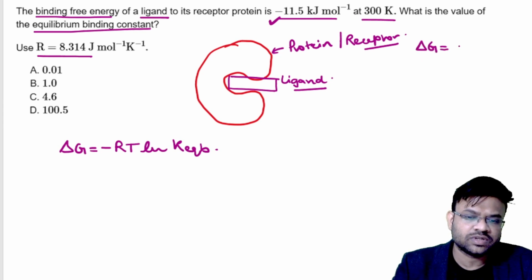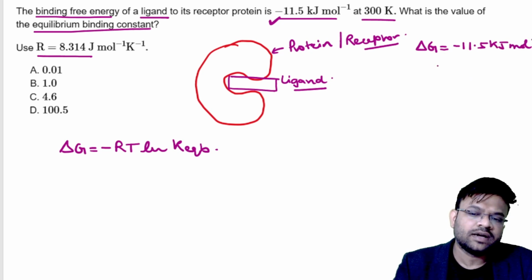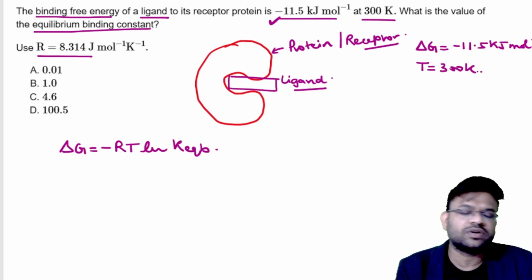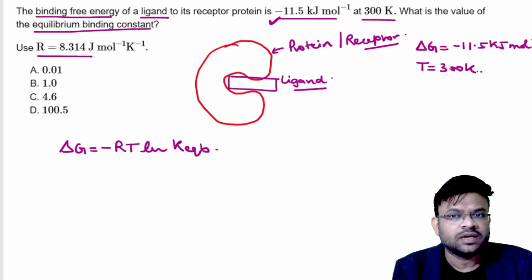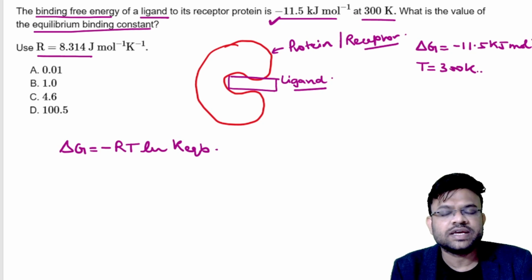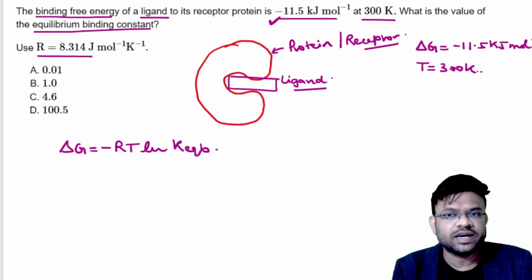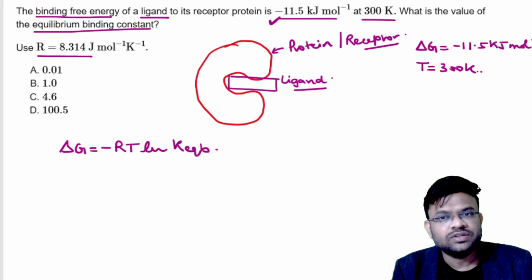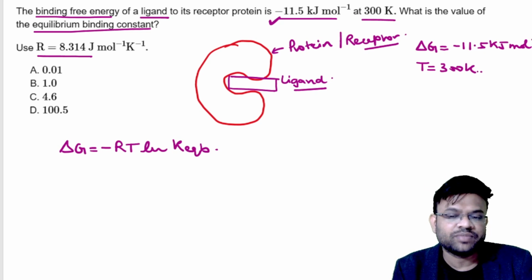Now in this, delta G value has been given over here. Let me just quickly write it down. Delta G is equals to minus 11.5 kilojoule per mole, and temperature has been given to us. It is 300 Kelvin, so we do not need to convert it into anything. Generally, please check out the temperature in general cases is given in degree centigrade. You can add 273 and convert it into Kelvin, so then you can use the Kelvin temperature. So temperature over here is 300 Kelvin.